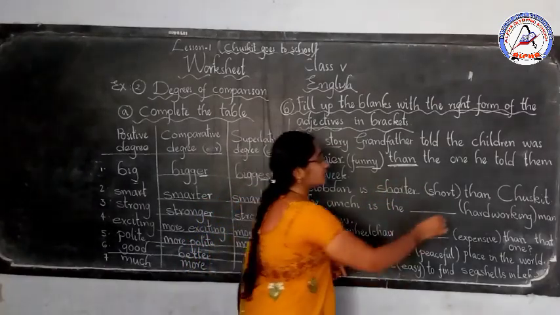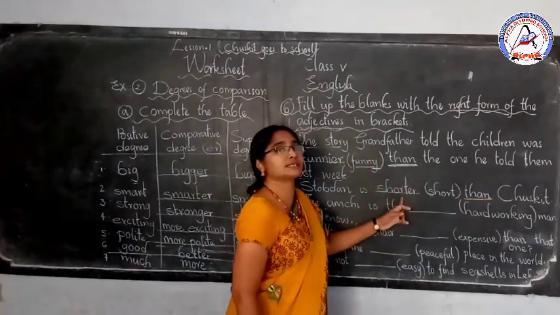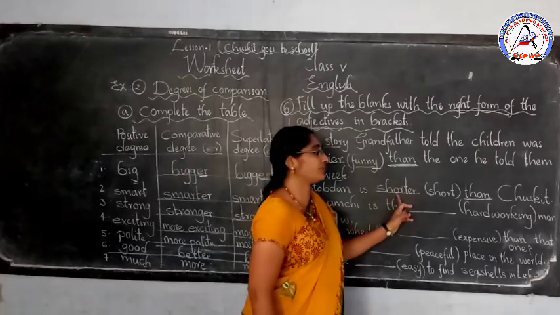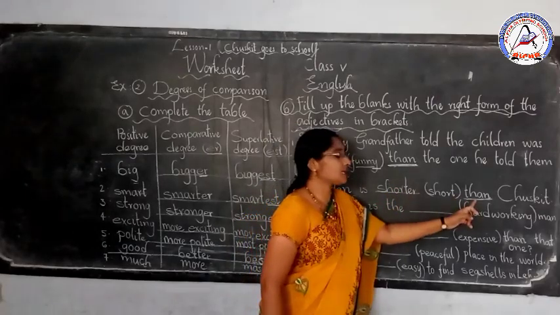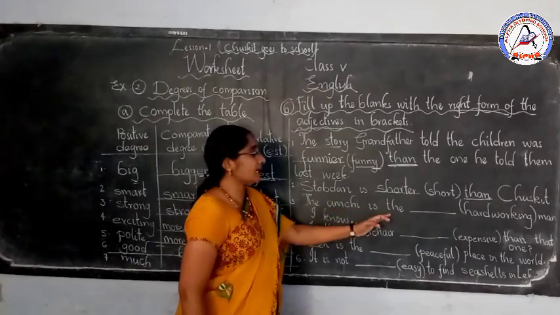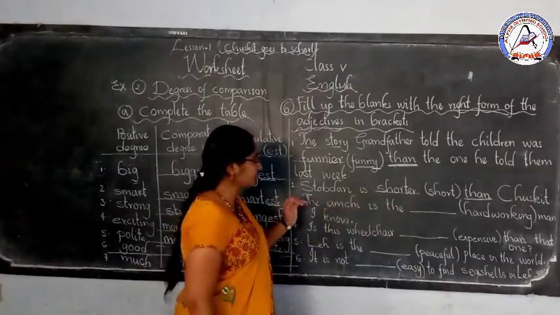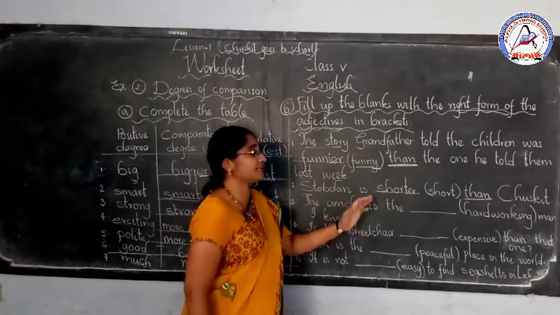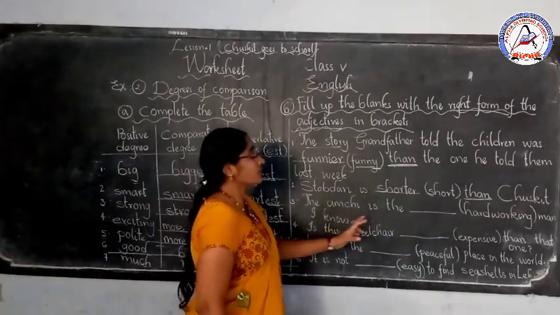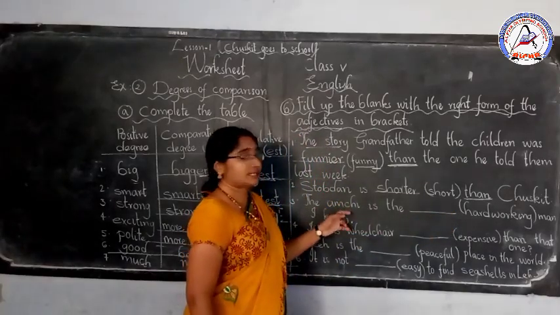What is the clue? Than. If you find than, it is comparative form. You have to write comparative form because you have seen than. Next one. The Amchi is the dash hardworking man I know. So what is the sentence? The Amchi is the dash man I know. So who is Amchi? Amchi is the local doctor in Chesky lesson.